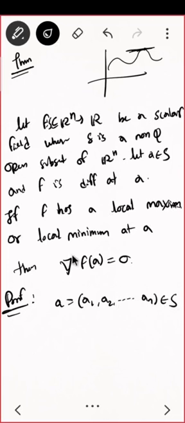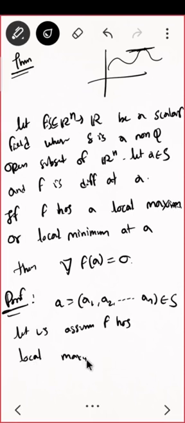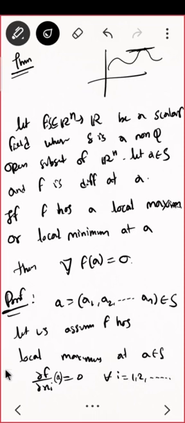Suppose we take the local maximum case, okay? Let us assume f has a local maximum at E belonging to S. What do you mean by local maximum? That means it will have a maximum value in the set S. Correct? What do I have to prove? I have to prove that del f by del xi is 0 at E, definitely 0, for all i equal to 1 to n. Correct?